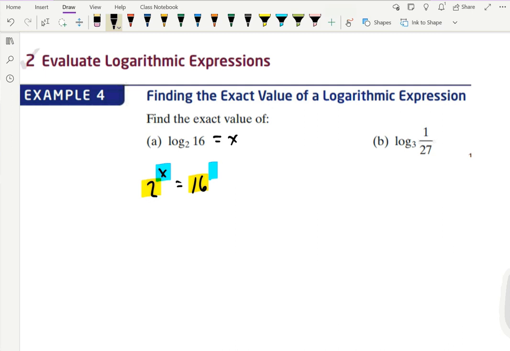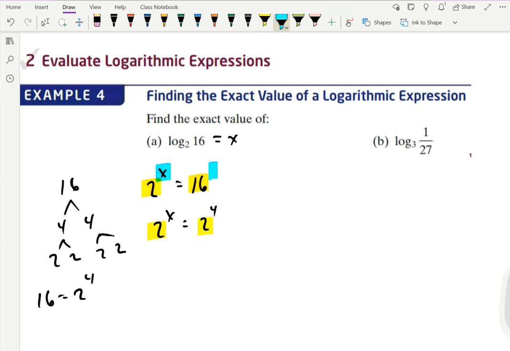So 2 doesn't reduce any further, but 16 does. Can I get 16 as 2 to some power? Let's see, 16 is 4 times 4, and 4 is 2 times 2. So 16 is really 2 to the power of 4: 1, 2, 3, 4 twos. So that means 2 to the x is the same as 2 to the 4th. Since my bases here are the same, the exponents must match. That tells me x is 4, meaning the log of 16 base 2 must be 4.